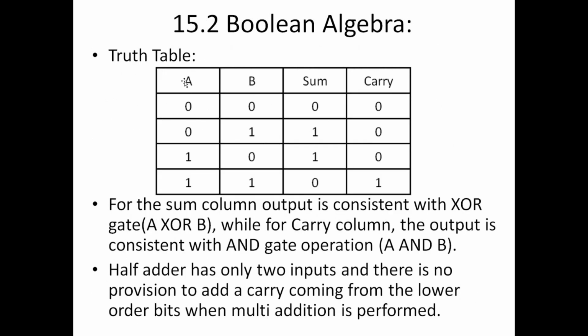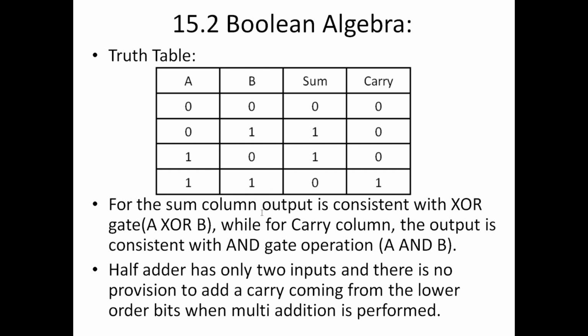The truth table looks something like this. It has an A input and a B input, because only two digits can be summed, then a sum output and a carry output. If both of them are 0, sum is 0, carry is 0. If it is 0, 1 or 1, 0, sum is 1, because 0 plus 1 or 1 plus 0 is 1, but there is no carry. However, in case of 1 and 1, 1 plus 1 gives 0 as the sum and 1 as the carry. For the sum column, output is consistent with the XOR gate, whereas for the carry column, it is consistent with an AND gate operation. A AND B would result in a carry, A XOR B would result in the sum column.